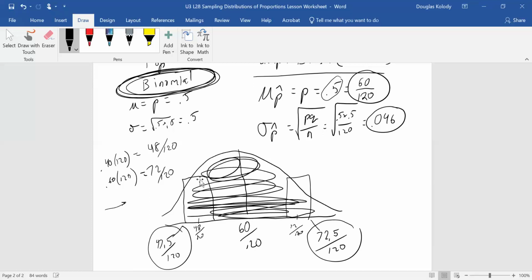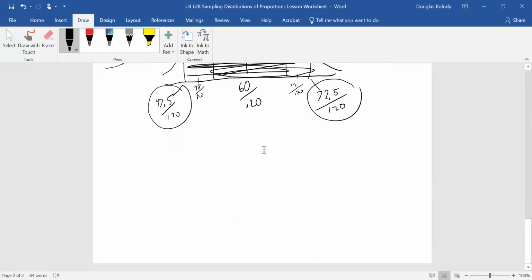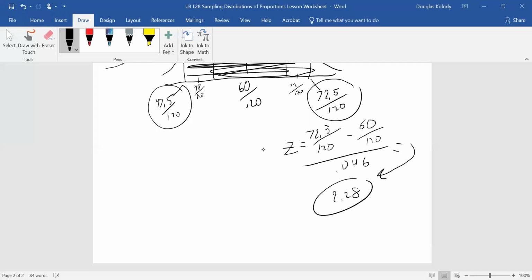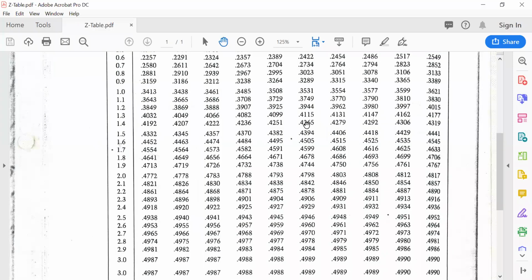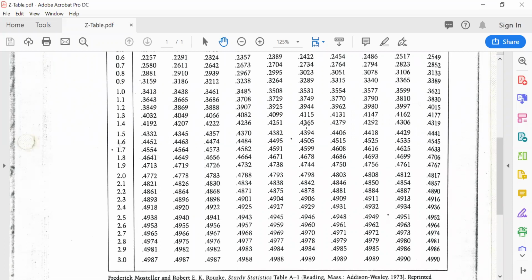From this point on, it's just a z-score question. I'll find the z-score of 72.5. So z equals 72.5 over 120 minus 60 over 120, divided by 0.046, and I will get a z-score of 2.28. So this z-score here is 2.28. This z-score to the left is equidistant, it's negative 2.28. If you look up your z-table, and you watch this, this is why I kind of like Zoom right now, I'll go down to 2.28. And where's 2.28? It is right here.